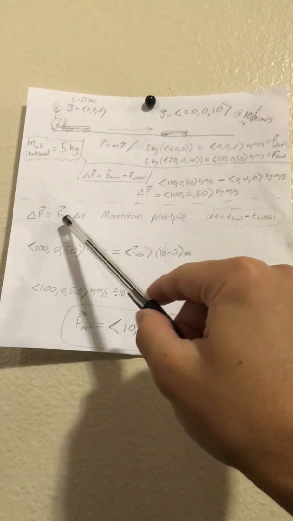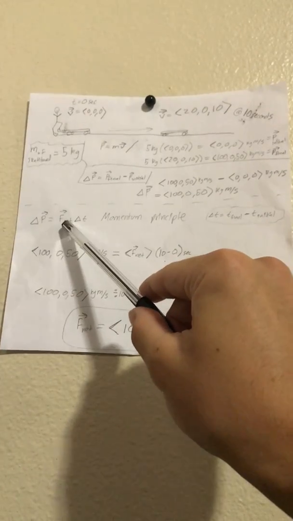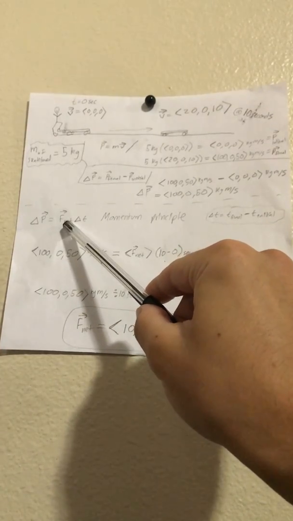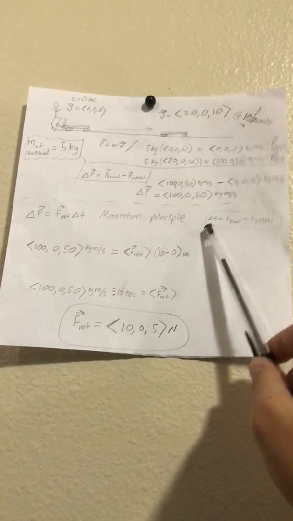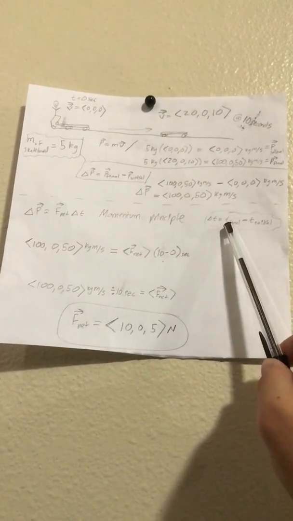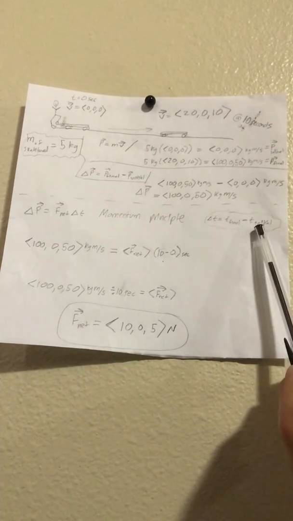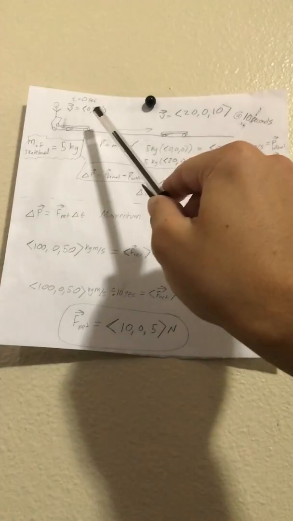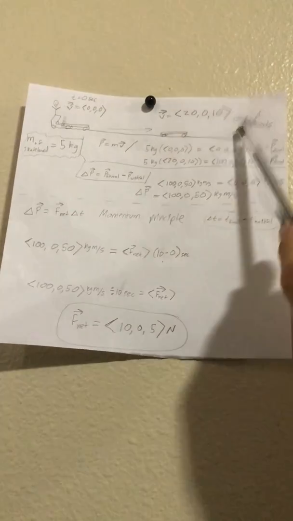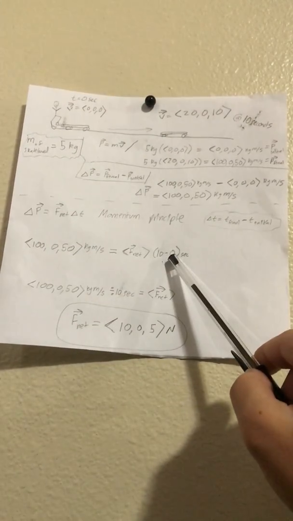So we know everything at this point except for what our net force is, and we use everything else to solve for what our net force is. To calculate our change in time, we just subtract the final time minus the initial time. So we subtract 0 from 10, and we're just left with 10 seconds.